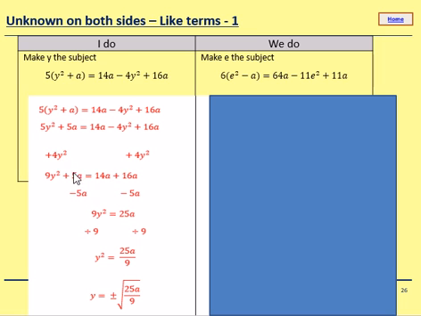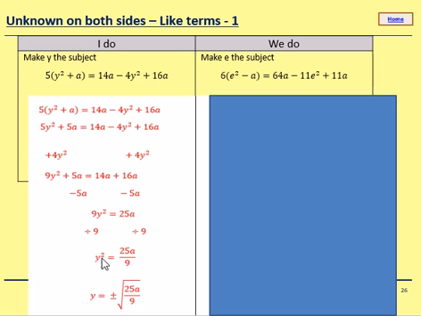But we're going to get rid of the 5a on this side. So let's take 5a off both sides. That's where we get 25a from. 30a here, take away 5a equals 25a. And on this side we're left with just 9y squared. Want to get rid of the 9, so I'm going to divide by 9. So I'm left with y squared equals 25a divided by 9.